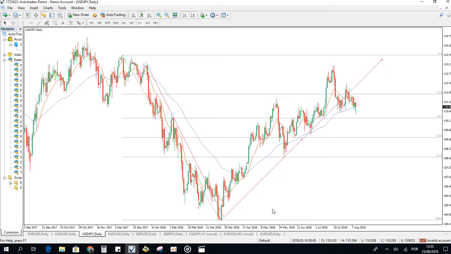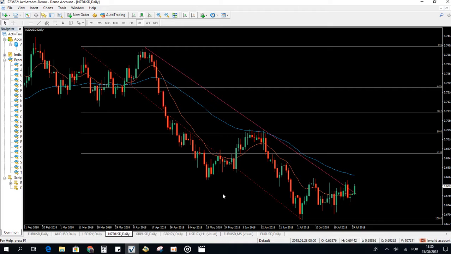US dollar, Japanese yen. I'm using Fibonacci, and the price is respecting Fibonacci all the time. Look how precise the price is, it hits here and stays and comes back. It looks like the price knows where Fibonacci is. So for me it's useful. I can do a lot of things with that.